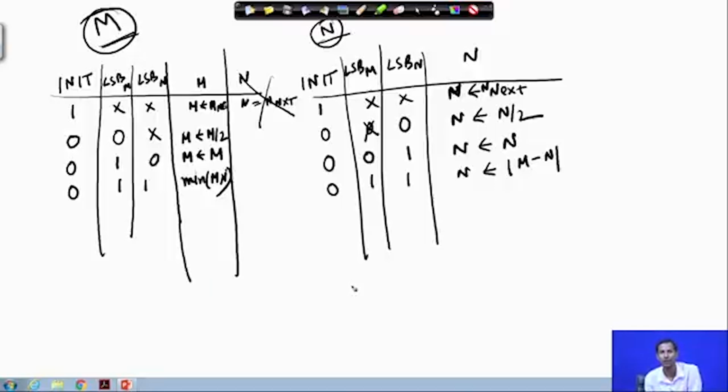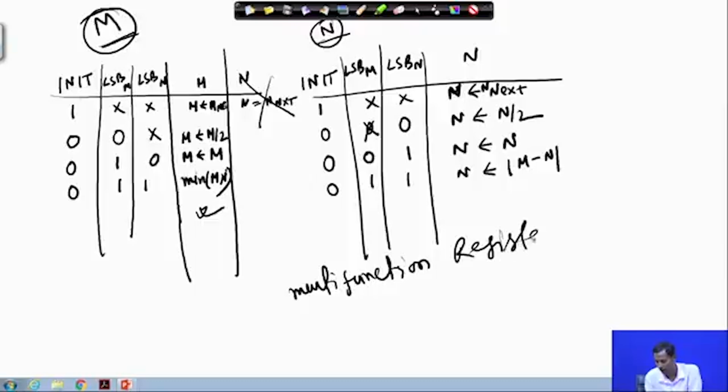So, how can I implement this particular logic now? What circuit do I require to implement this logic? That means I need this multifunction register, which can give me this particular circuit.